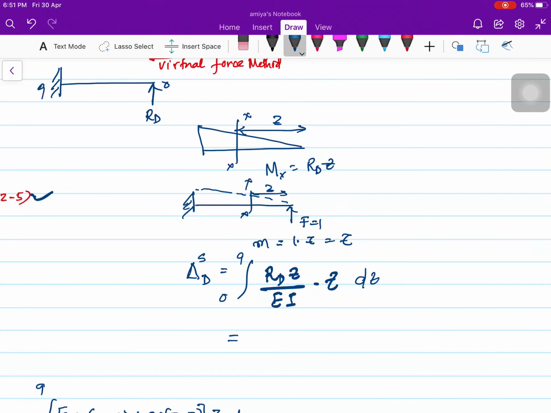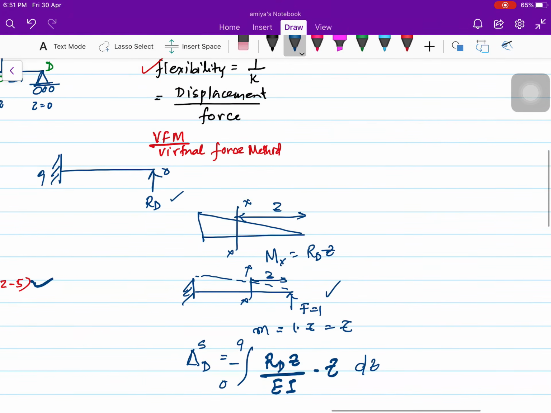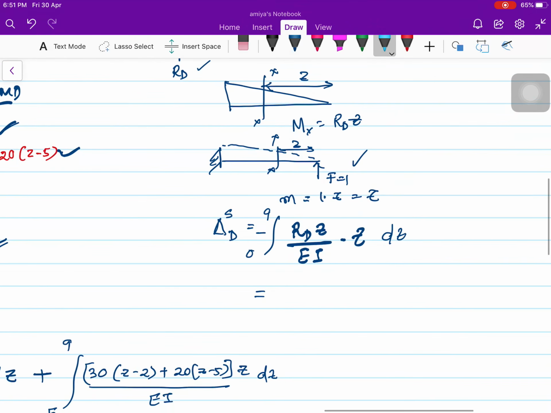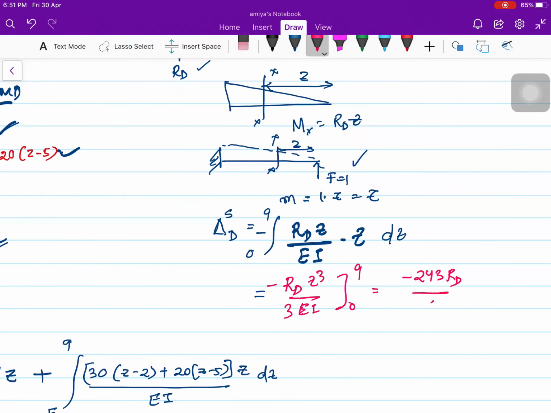Solving this, I can put this as negative, because here the unit force we are applying is in the RD direction, so the displacement here will be upward. But because of the downward force, the displacement was downward, so I'll put a negative sign because of the sign convention. So RD z square by EI, if we integrate, becomes z cube by 3 EI, from 0 to 9. So this gives us minus 243 RD by EI.